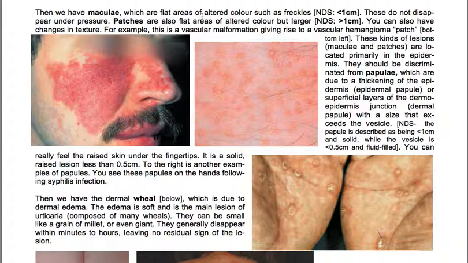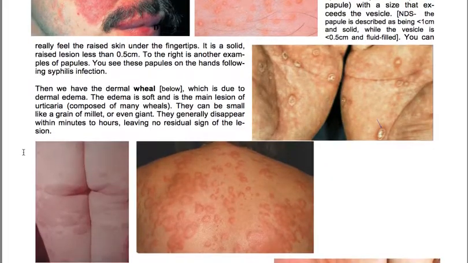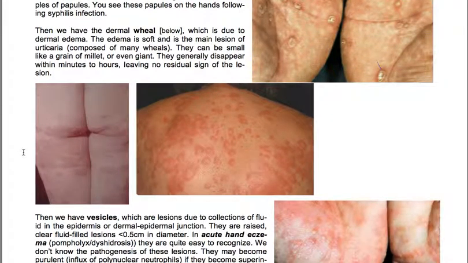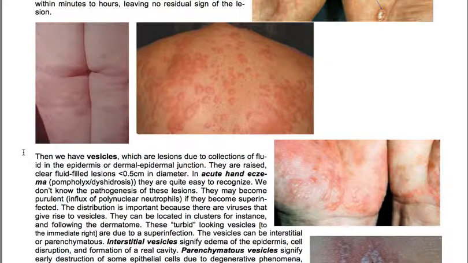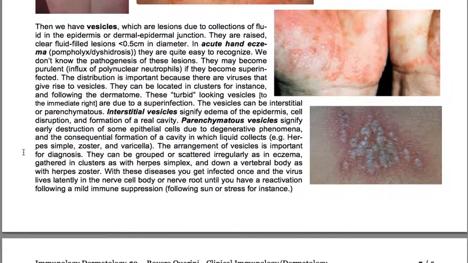Then we have the dermal wheal, which is due to dermal edema. The edema is soft and is the main lesion of urticaria, composed of many wheals. They can be small, like a grain of millet, or even giant. They generally disappear within minutes to hours, leaving no residual sign of the lesion. Then we have vesicles, which are lesions due to collection of fluid in the epidermis or dermal epidermal junction.